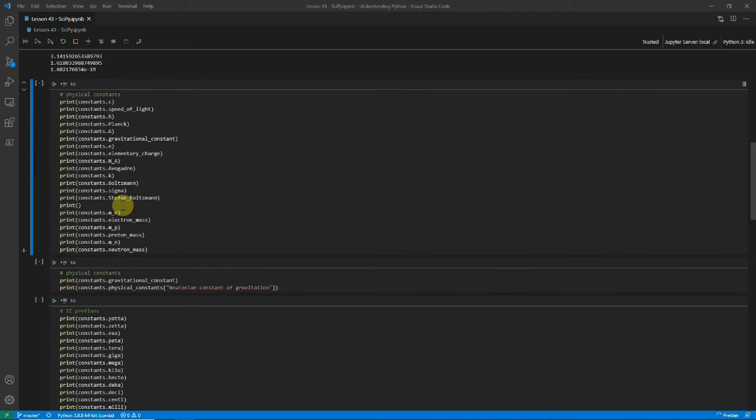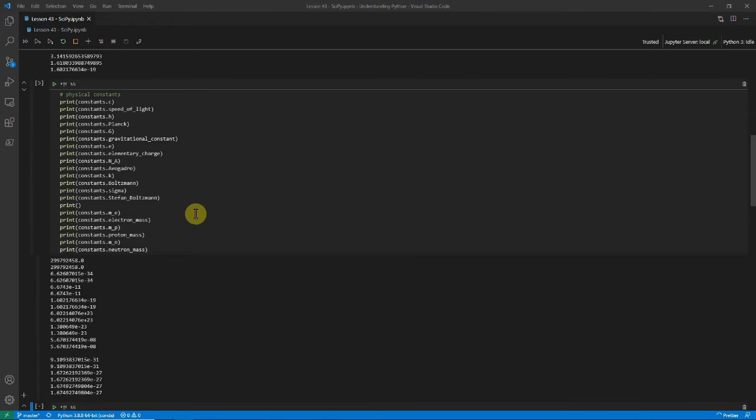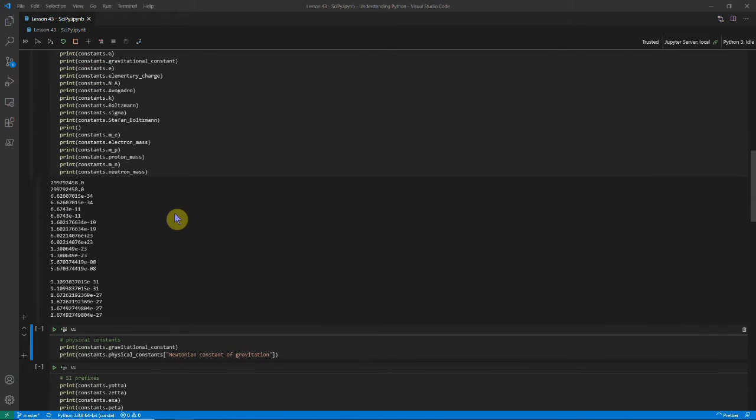They've also got some physical constants, and you can see each of them has two names. So c is the speed of light, h is the Planck constant, g is the gravitational constant, e the elementary charge, Na is Avogadro's number, k is the Boltzmann constant, sigma is the Stefan-Boltzmann constant, and then they've also got the mass of an electron, the mass of a proton, and the mass of a neutron. And you can see it's printed out each one twice.